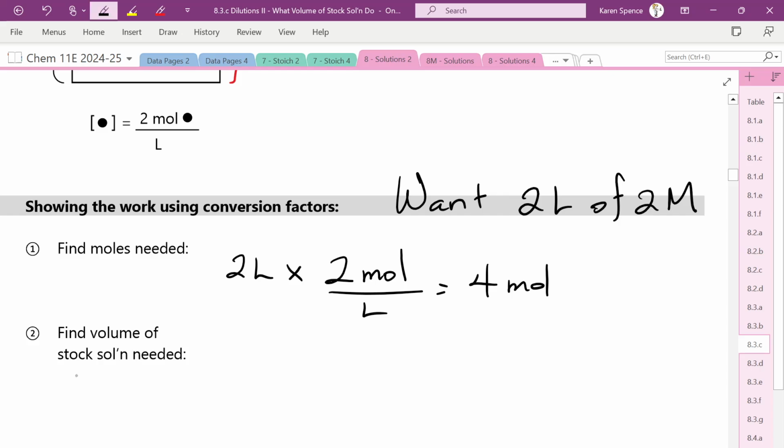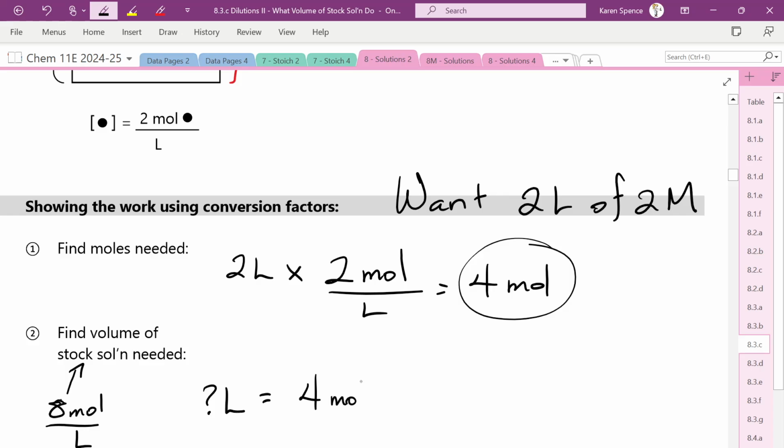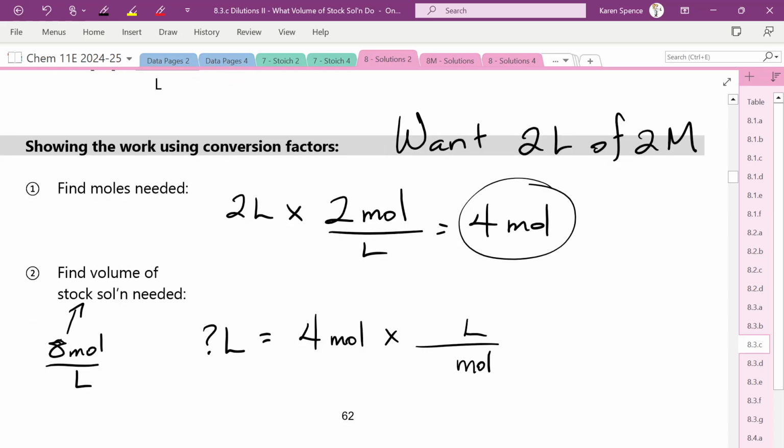Now our stock solution, remember our stock solution is 8 moles per liter, and we want to find the volume of that. We're going to be starting with our 4 moles. So we need to have moles on the bottom to cancel out and liters on the top. And because we're finding the volume of the stock solution, that's 8 moles per liter. We do the math on that and we get 0.5 liters.